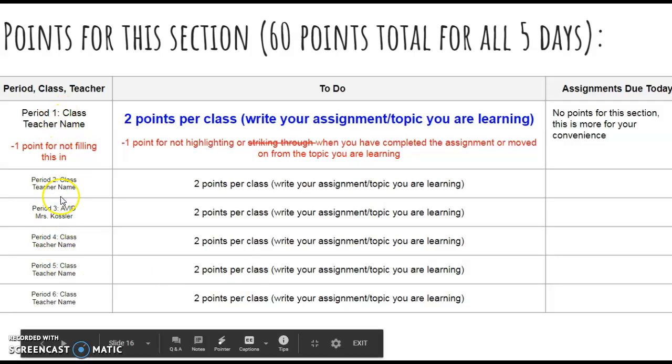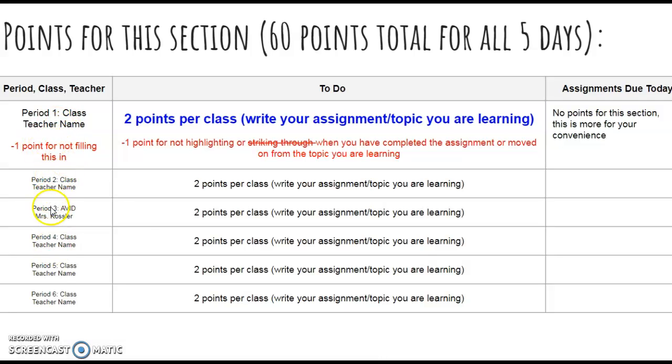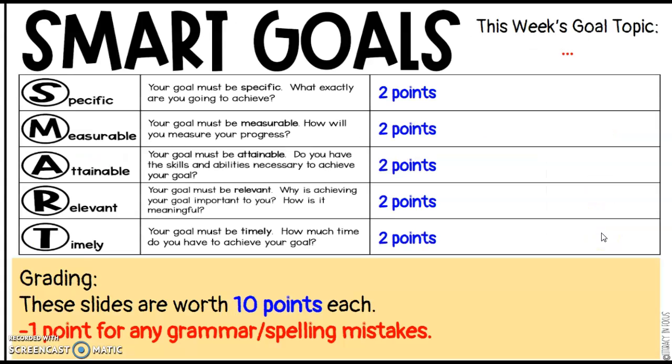So here on the left-hand side, just make sure that you're filling in your classes because you get subtracted a point for each class that you don't fill in. And then here, make sure that it says 2 points per class, write your assignment topic that you're learning. So just make sure that you're doing that because you get 2 points for doing it, and then you get -1 if you don't highlight when you complete the work that you're finishing. And then for this point, this is more for you, so you're not really getting points on this section for now.